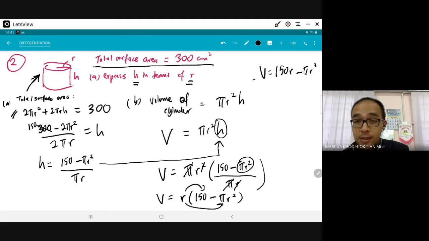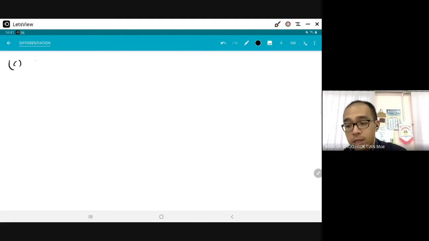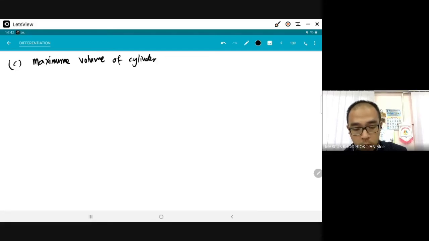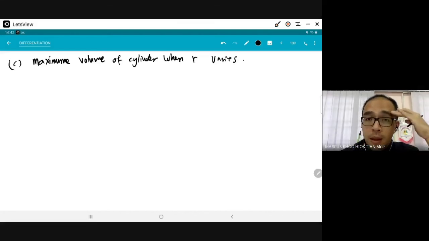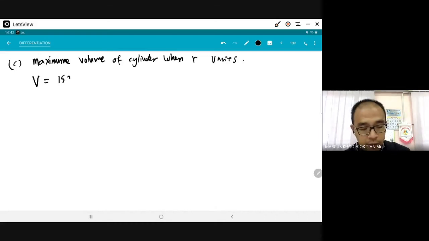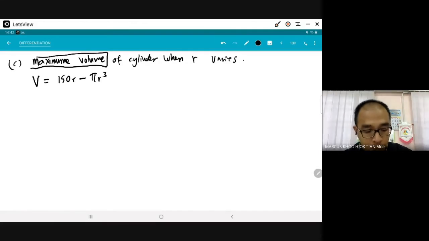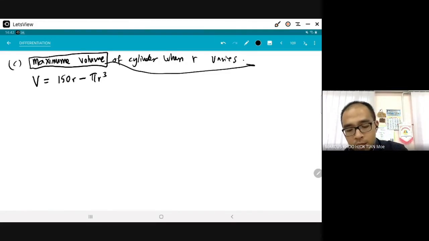Seperti dalam soalan. Okay, and then take a look at question C. Baru dia cakap determine the maximum volume of cylinder when R varies. Okay, so think about this now. What we have calculated just now is V equals to 150R minus pi R cubed. Kita disuruh untuk mencari maximum volume. Maximum volume means apa dia punya syarat? Kalau dari segi V dan R.